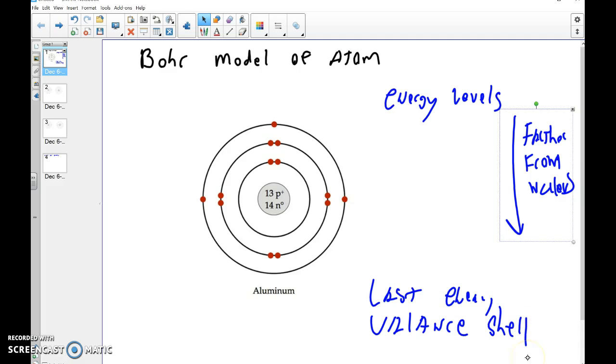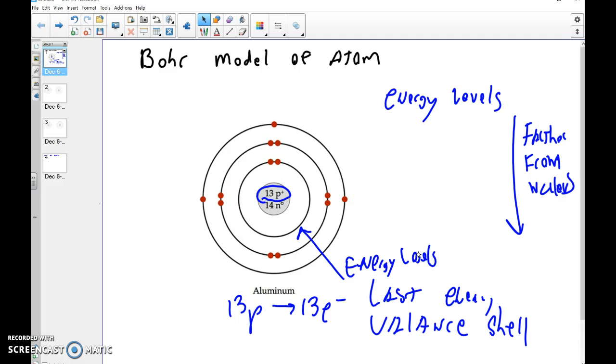So here I have aluminum. Aluminum has 13 protons, and you can see the 13 protons right here. And aluminum, if it has 13 protons, therefore has 13 electrons to start with. So 13 protons we can just write in the middle of the atom. But when it comes to electrons, we have to position them appropriately.